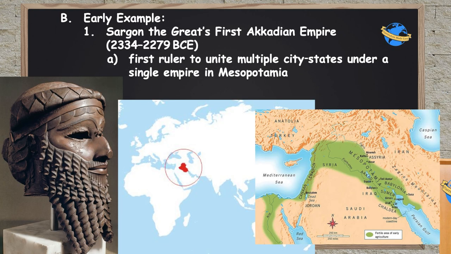Now, as mentioned a little bit earlier, an example of this is Sargon the Great's first Akkadian Empire. Now, Sargon is really the first ruler to unite multiple city-states under a single empire in Mesopotamia. Prior to this, we had individual cities that just controlled the farmlands around them, but they didn't really unite into a single coherent political empire. For reference, this is the map of the Eastern Hemisphere, and this red area is what we call Mesopotamia today. We're zooming in a little bit here. This green area is what we call the Fertile Crescent, where farming first develops way back in the Neolithic Age. Whereas Mesopotamia itself is right here, the land between the Tigris and Euphrates rivers.